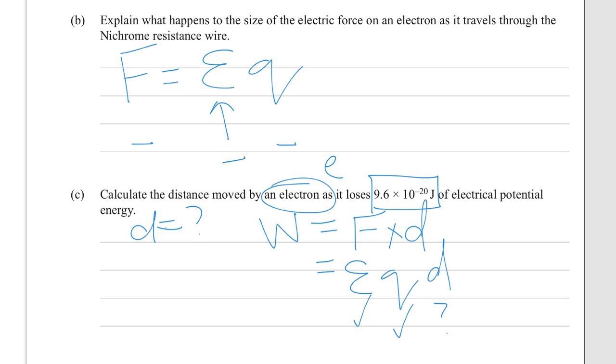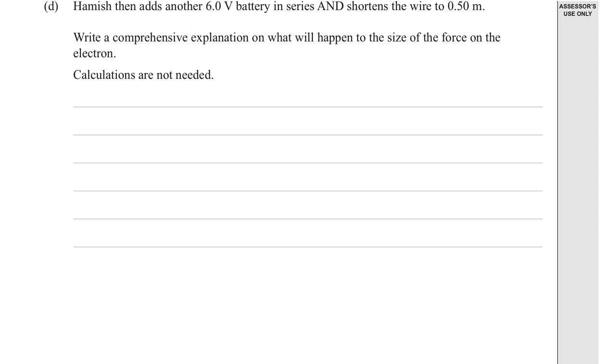We know electric field strength calculated above. And the work is that much electric potential energy. That's the amount of work done on it, which means the amount of energy that is lost. So you can rearrange for d, and that's your answer for that. Next page. Hamish then adds another 6-volt battery in series. So that means we've got 12 volts and shortens the wire, so our distance is less.